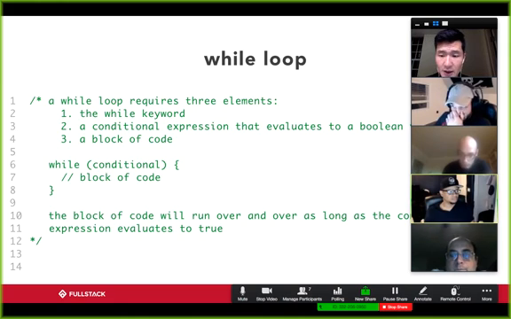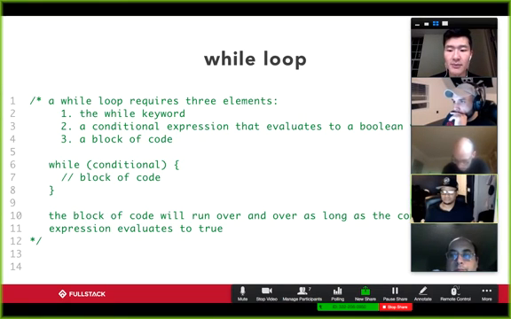The second part is a conditional expression. And so if you look there on line 6, you'll notice we have our while keyword as the first thing. And then afterwards, we have something in parentheses. And what we have there is what we call a conditional. That's actually a conditional expression.